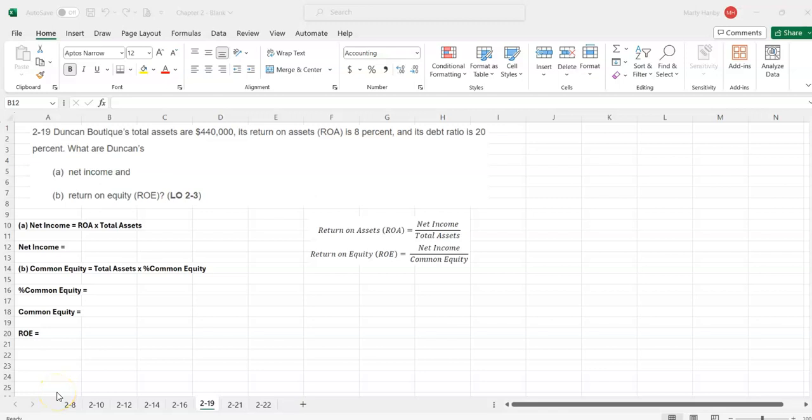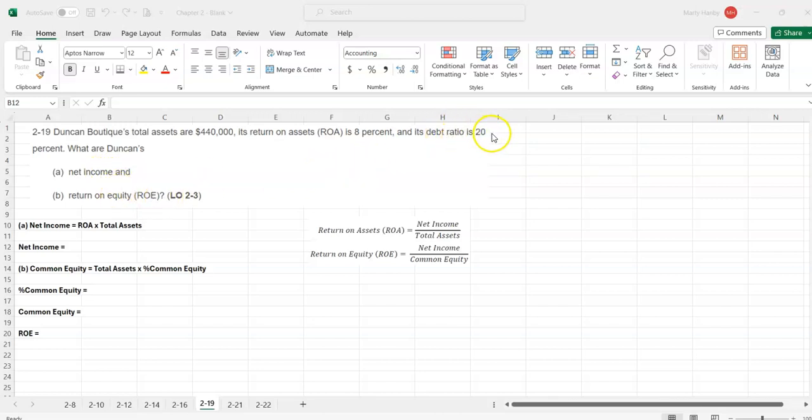Okay, problem 19 from chapter 2, CFIN7. We're going to do it in Excel. So, Duncan's Boutique, total assets are $440,000. Its return on assets is 8%. Debt ratio is 20%. What is Duncan's net income first? And then we're going to calculate return on equity.